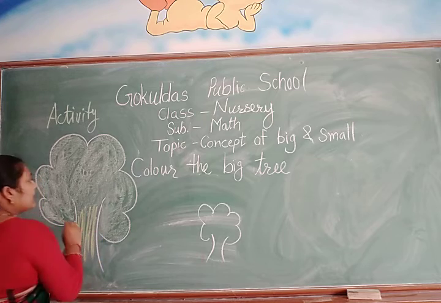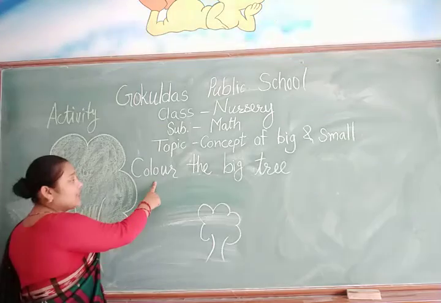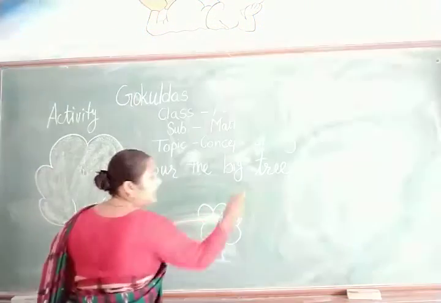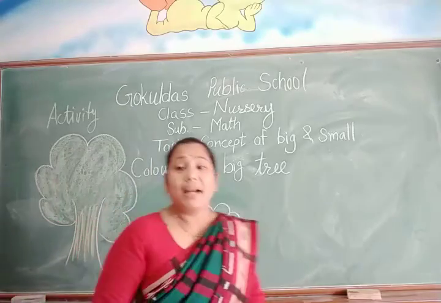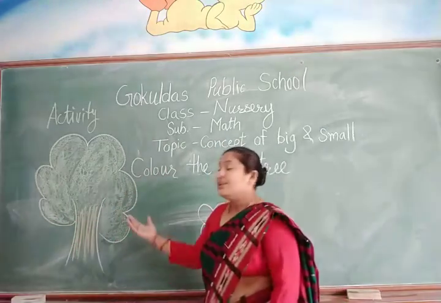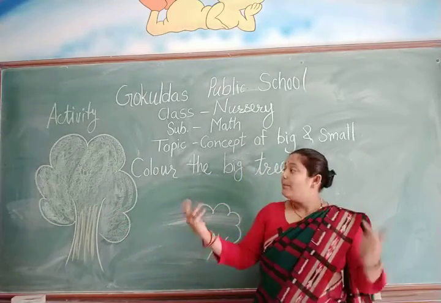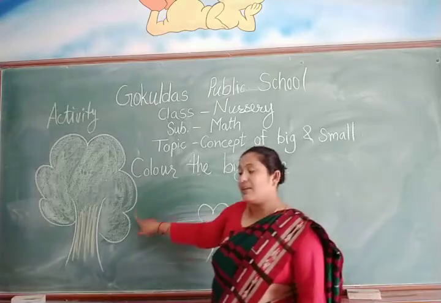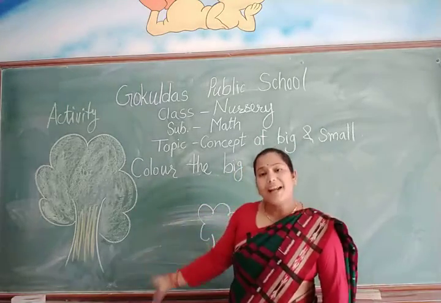Why we put color in a big tree? Because the question is color the big tree. क्वेश्चन क्या है कि हमें किसे कलर करना है? बिग ट्री को. So first we identify which is the big tree. This is a big tree. बिग मीन्स बड़ा. बड़ा ट्री कौन सा है? So this one is big tree. We put color on big tree.